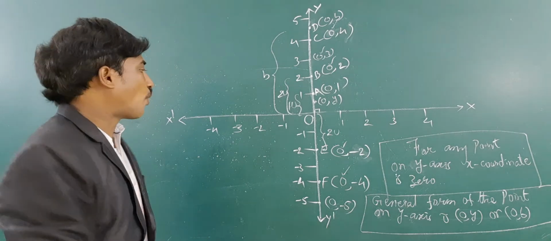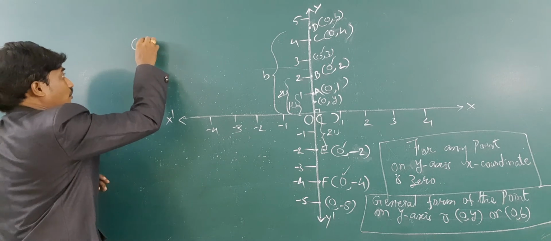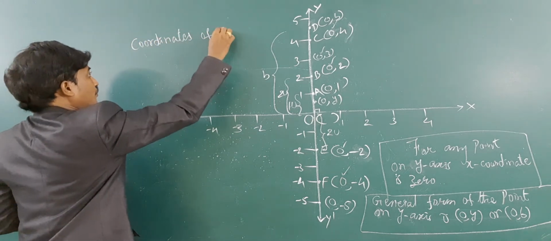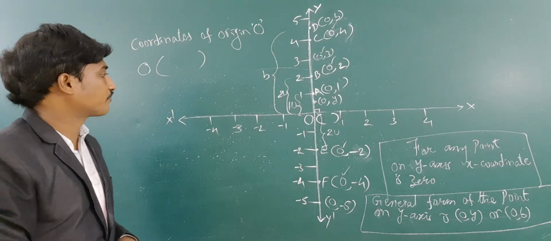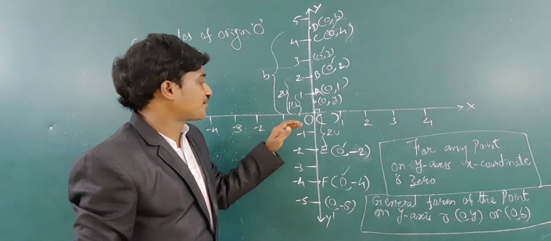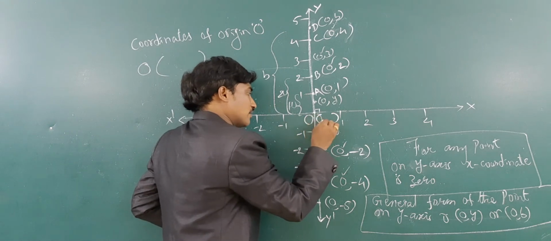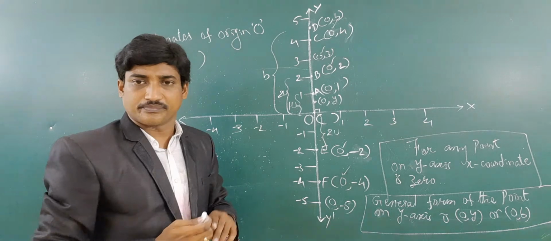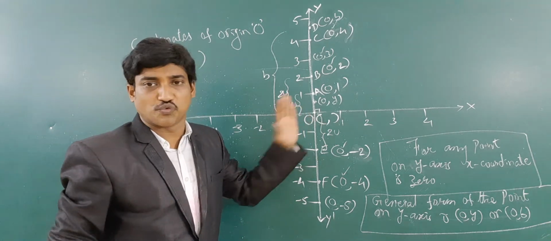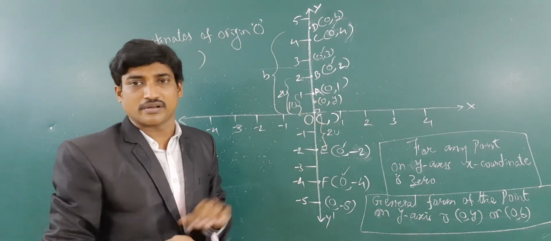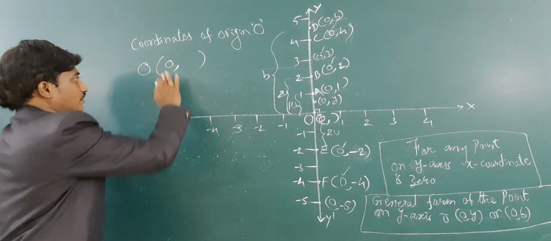Now let us write the coordinates of origin O. Let us write the x coordinate and y coordinate of origin O. It is very clear origin lies on x-axis and y-axis both. To write the coordinates of origin, what is the x coordinate? Perpendicular distance from y-axis to a point is called x coordinate. Y-axis to O, the distance is 0, as O already lies on y-axis. So y-axis to y-axis distance is 0. So x coordinate is 0.